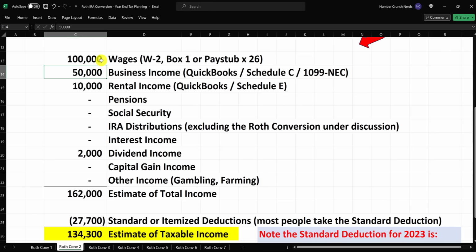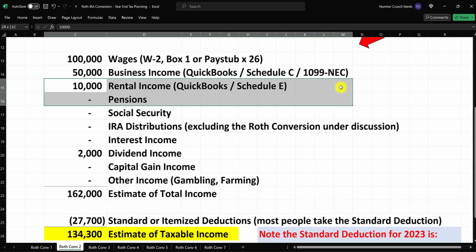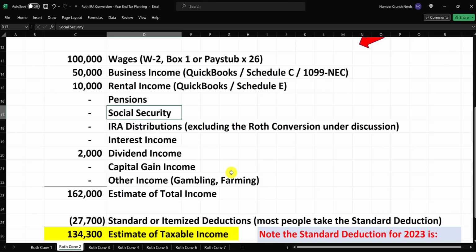So in this example, I'm assuming this person earns $100,000 from a job. They have a W-2 for that. They run a separate business on the side. They have $50,000 of business income from that. You could have rental income, right? This will come out of your QuickBooks file. This will come off of your Schedule E, right? If you are familiar with rental income, you've heard of Schedule E on your tax return. So you could have that. You could have pensions. You could have Social Security income. You could have IRA distributions excluding the Roth conversion that is currently under discussion in this video. So any other IRA distributions that you might have would go here.